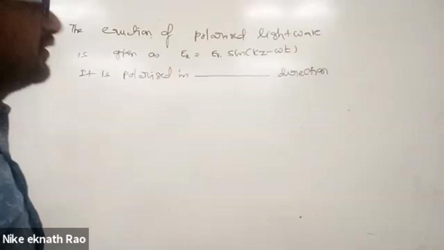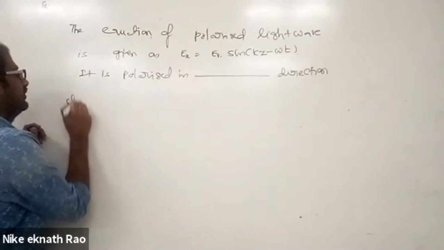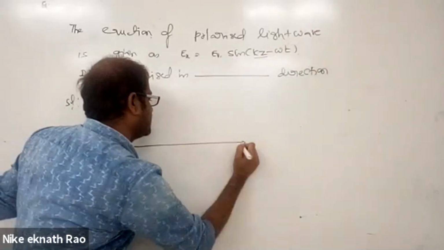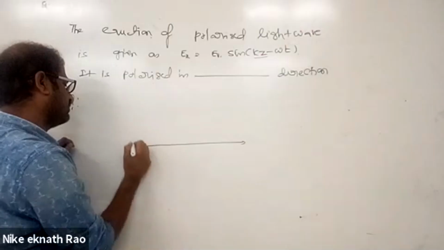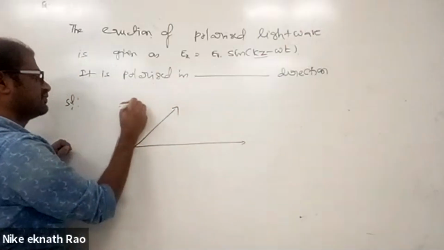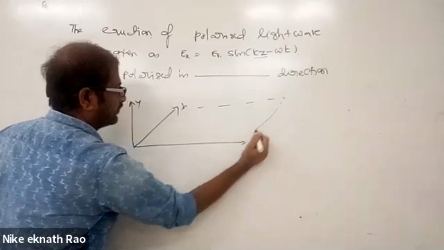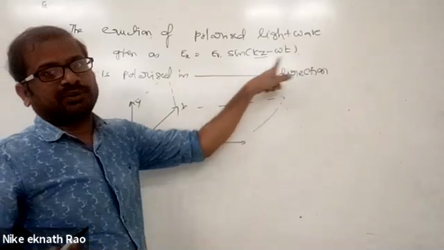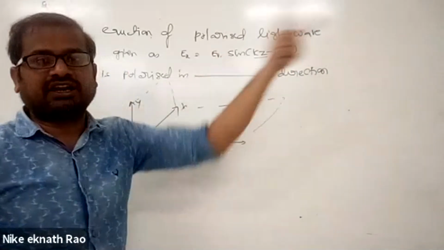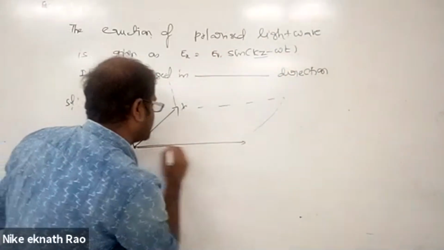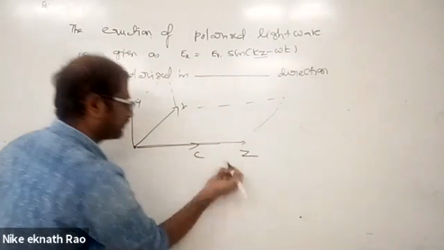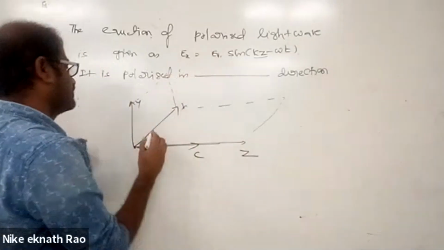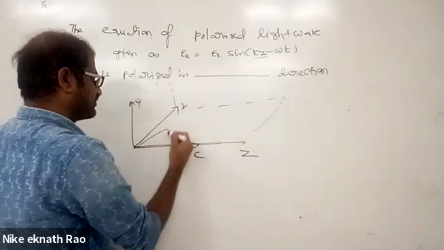This is a traveling wave equation, no? So if you see here, electric field, E naught sine kz minus omega t, traveling in what direction? If I take this as z direction, this is x direction, this is y direction. Ex equals E naught sine kz minus omega t is a traveling wave in the positive z direction. Direction of propagation is along z direction. And electric field vector, what direction? It is oscillating in x direction, parallel to x direction.